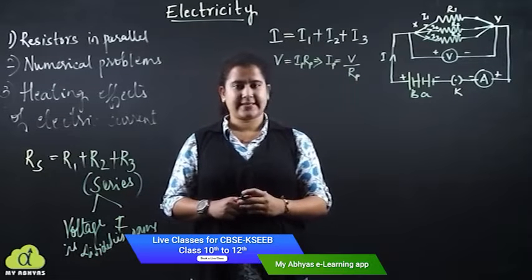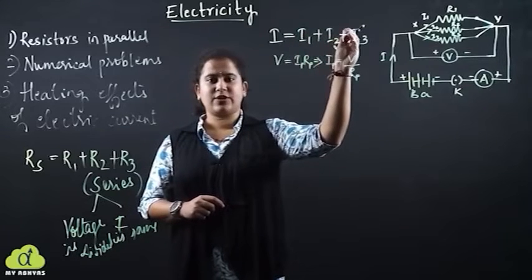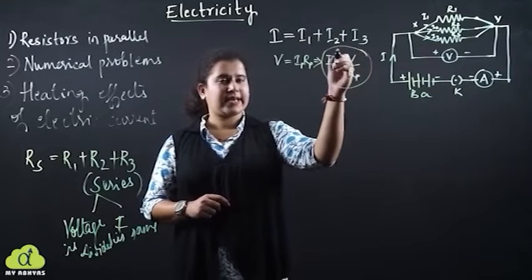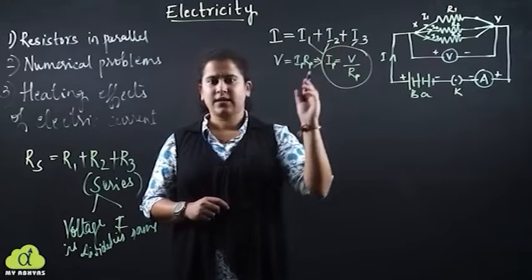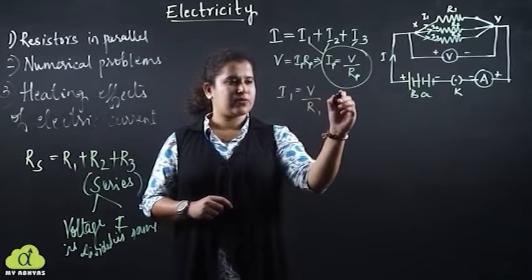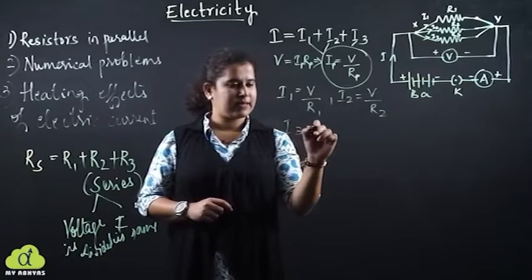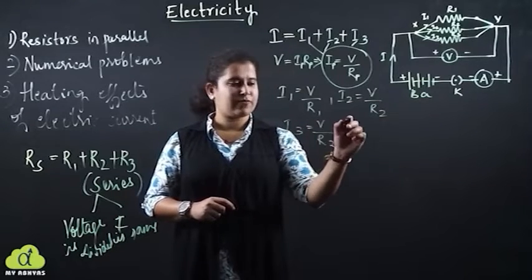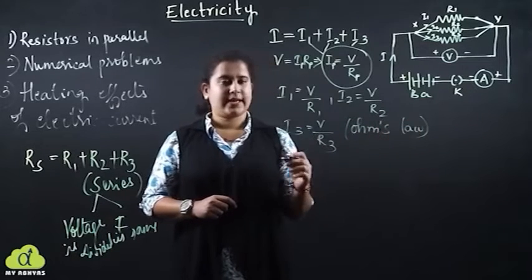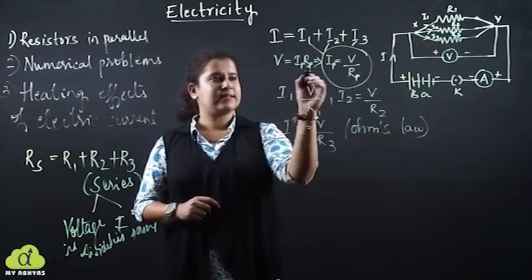Next, I want the value of I1, I2 and I3. Similarly, from this equation, I can write the value of I1, I2 and I3. I1 is equal to V by R1, I2 is equal to V by R2 and I3 is equal to V by R3. Clear? This is from Ohm's law.